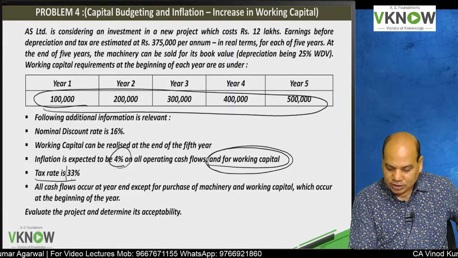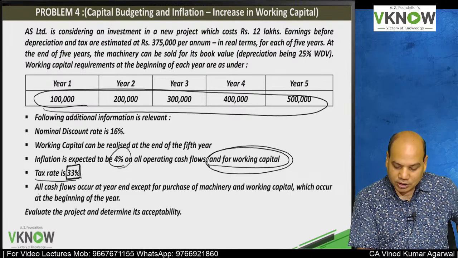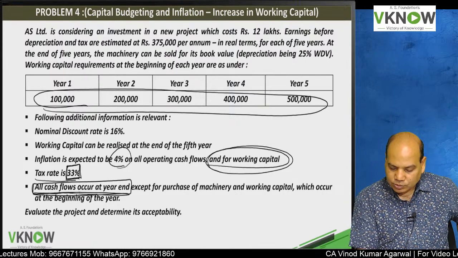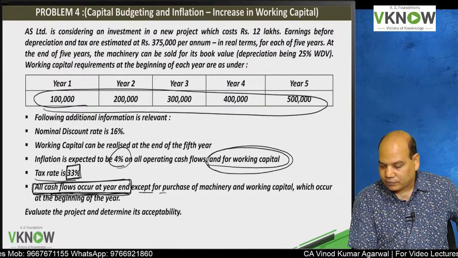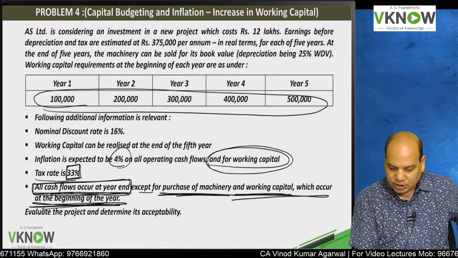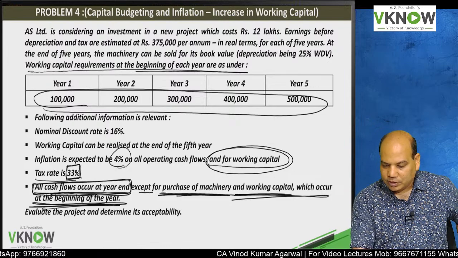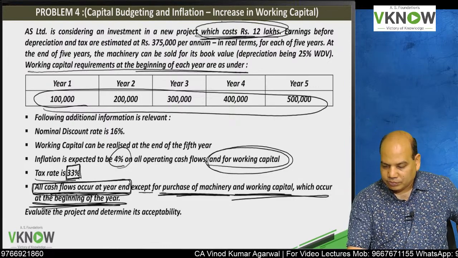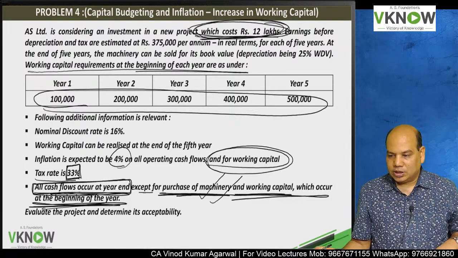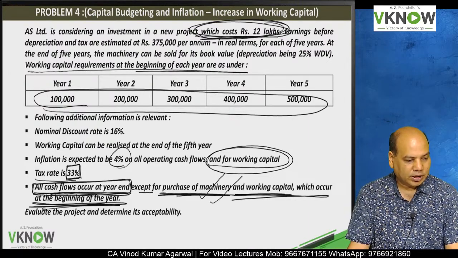Tax rate 33, neither 30 nor 35, 33. And now it says all cash flow occur at year end, except for purchase of machinery and working capital, which occur at the beginning. So working capital requirement at beginning is already written. Everybody knows when you invest in a project, unless otherwise specified, the investment in asset will be at the beginning, that is year zero. Evaluate the project and determine its acceptability.